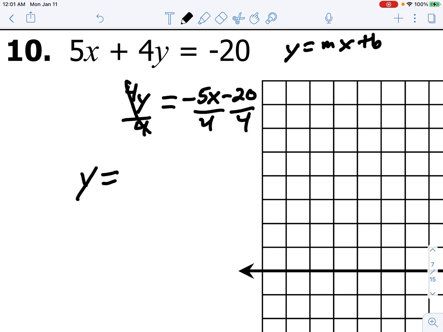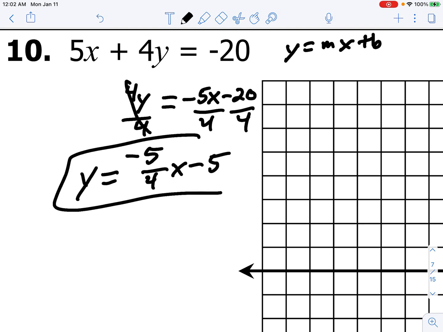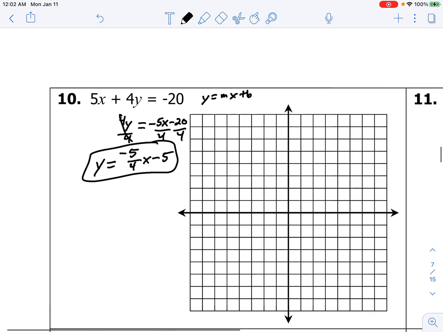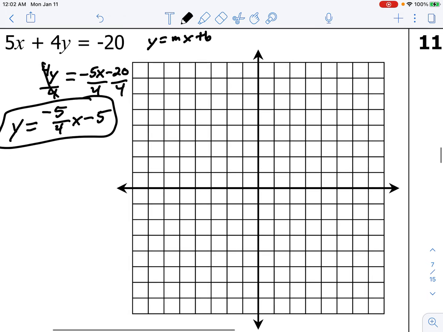So we get y equals -5 over 4x, you cannot reduce. -20 divided by 4 is -5. So there is our answer. So now we're going to go to our graph and plot the y-intercept at -5. So we're going to go down 1, 2, 3, 4, 5. Our slope is -5 over 4. So we can't go down 5 because we're going to go off the graph. So we immediately need to go backwards. So we're going to go up 5, 1, 2, 3, 4, 5, and left 4.